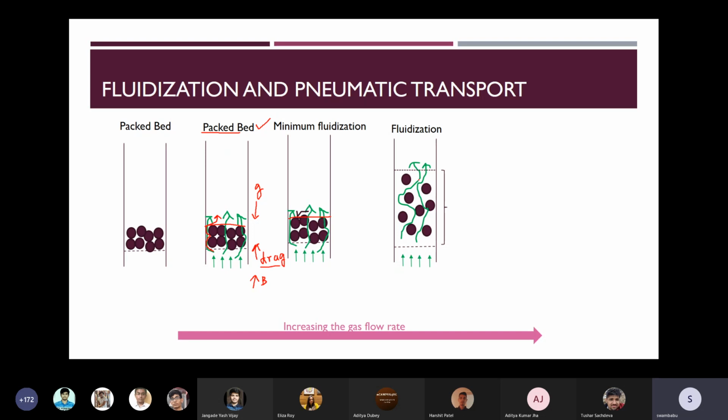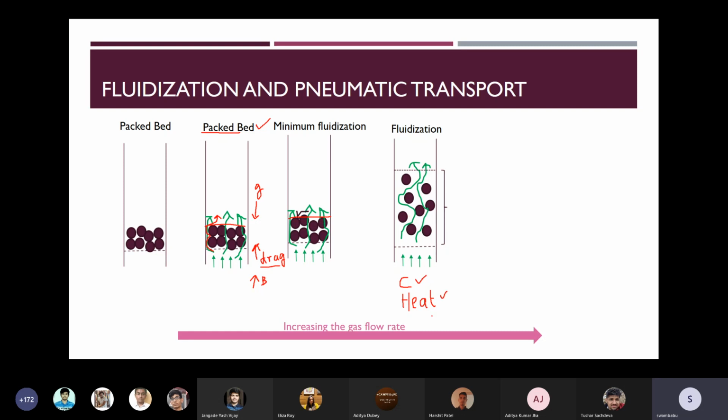What is the advantage? The particles mix continuously, and because of this continuous movement of the particles in the bed, it makes the concentration uniform and gives efficient heat transfer, because whenever we have continuous, uniform mixing, we will have good heat transfer. So whenever you want a uniform concentration profile and good heat transfer rates, we prefer the fluidization condition.